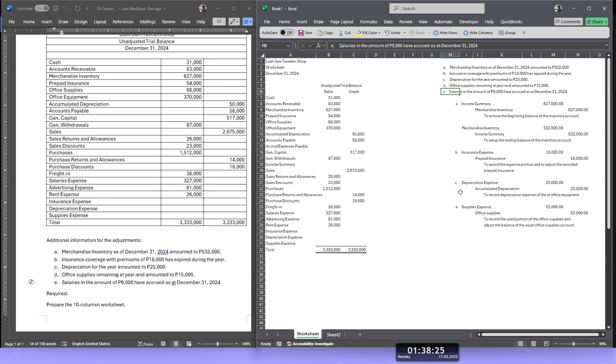Lastly, sorry, this is D. And lastly, we have the salaries or accrued salaries. So accrued salaries is recorded by recognizing the expense and recognizing a liability as well. So accrued salaries is salaries expense.